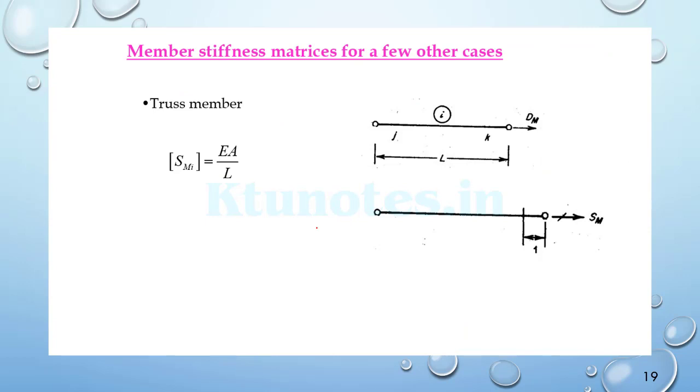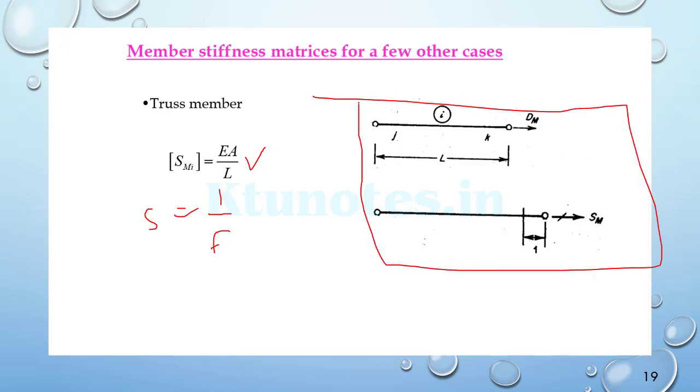Then some more additional member stiffness cases. For the truss member, we know S = 1 by F. Previously we derived that flexibility F is equal to L by EA. So 1 by (L by EA) will be EA/L for the stiffness matrix of the truss member, which is actually elongating axially.